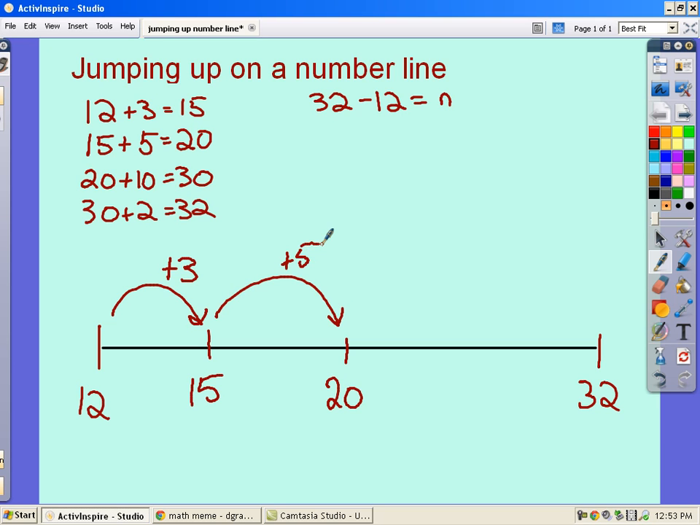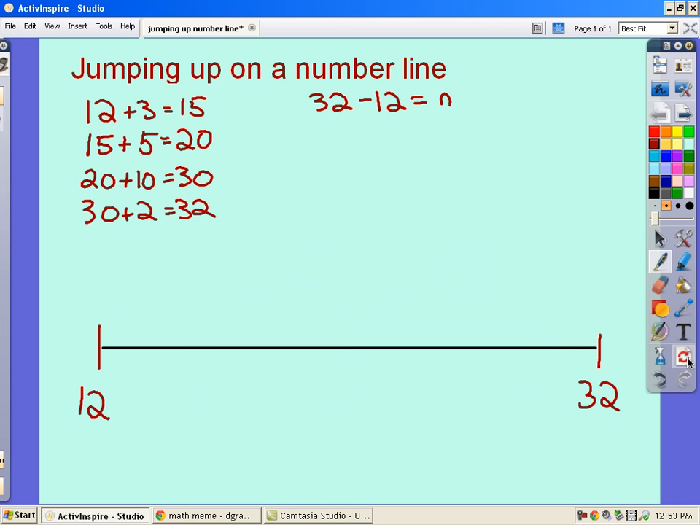And then, of course, I can go from 20 to 30. That gets me even closer to 32. That's a pretty easy jump. I'm just adding 10. I only have 2 more to go from 30 to get to 32. So there we go. So now, adding up all of your jumps, the total distance you did is 3 plus 2 is 5, plus 5 more is 10, plus 10 more is 20.